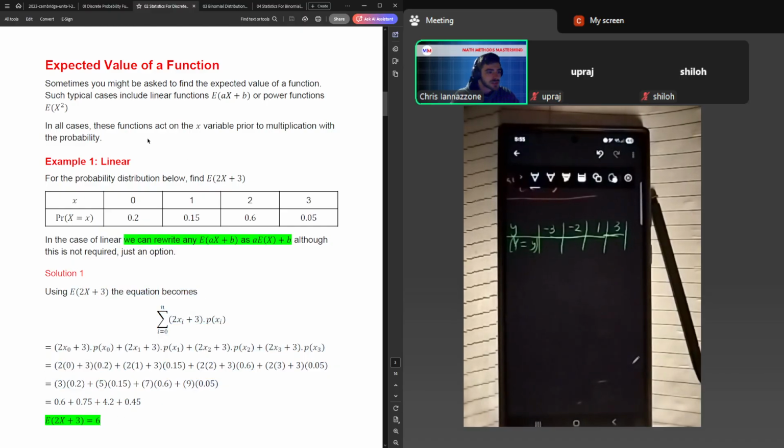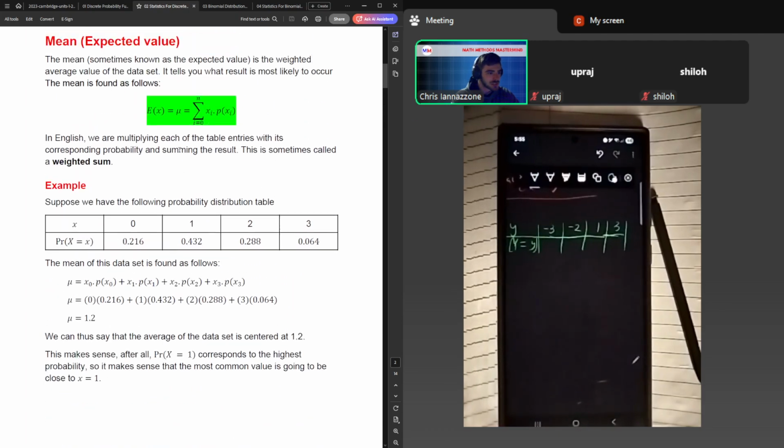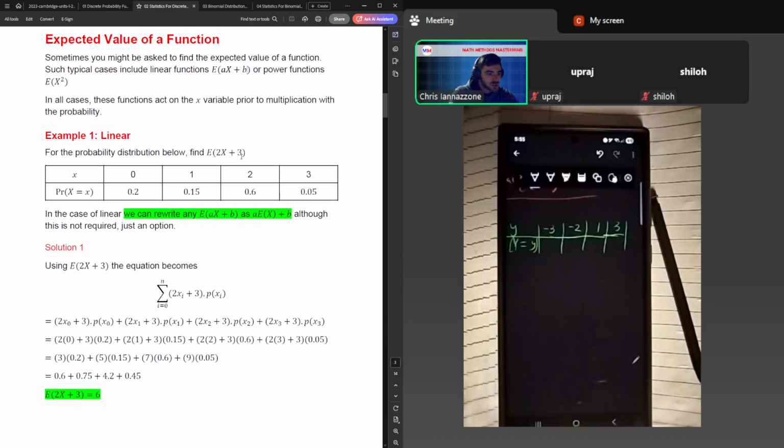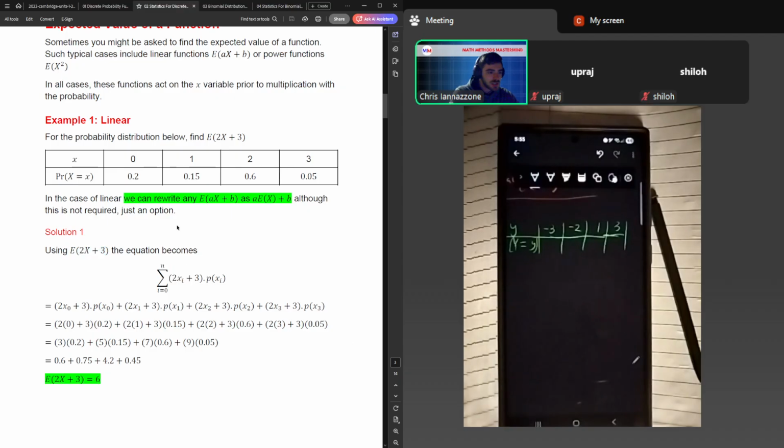Sometimes, for whatever reason, they'll chuck in a function in there instead of just solving for E of X. So E of X, by the way, was a stand-in for the mean. Sometimes they'll put an actual function on that capital X variable. All that means is that you apply whatever that function is to the x value before you multiply the probability. So in this case, if you've got 2x plus 3, it means you multiply 0 by 2 and then add 3 and then multiply it by 0.2. That's what this says here.